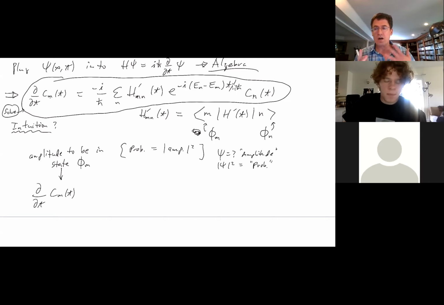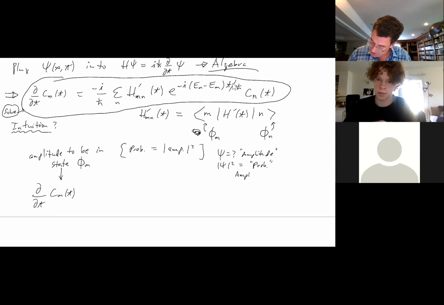So I want you to try to think of this as amplitude. Now I want you to stretch your mind a little bit. When I talk about amplitude, it's related to probability, but let's just think about it as stuff, like a liquid. And remember that probability is conserved.